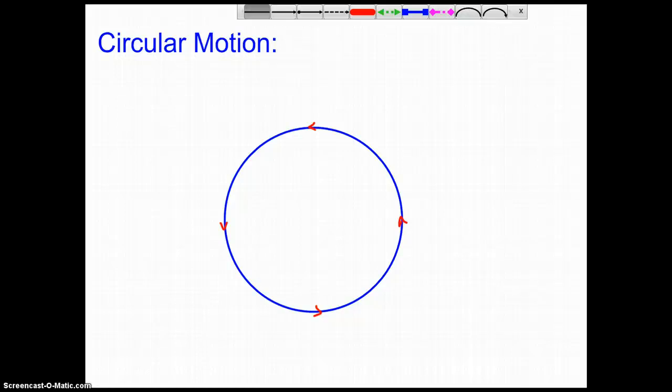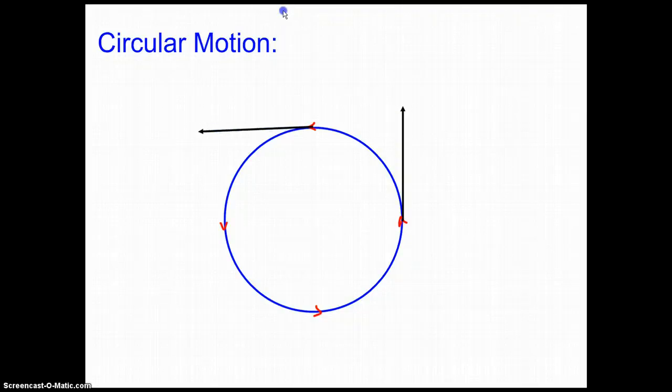So what we're going to do is take and draw some velocity vectors at each of these key points here along the way. And we'll go ahead and label them here in a moment. What you see is that at any moment or instant in time, your velocity is tangent to the circle.